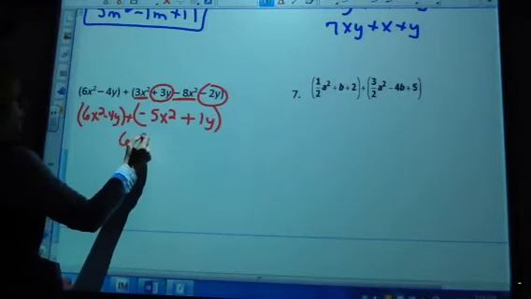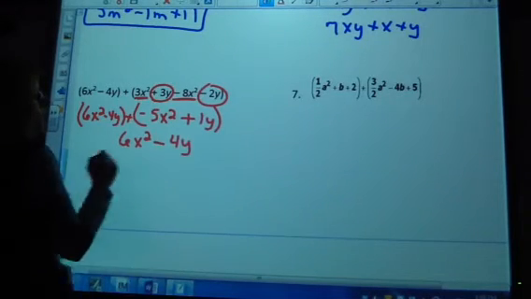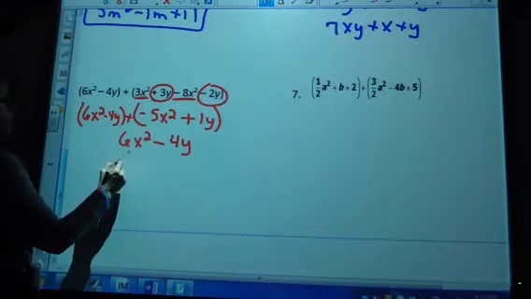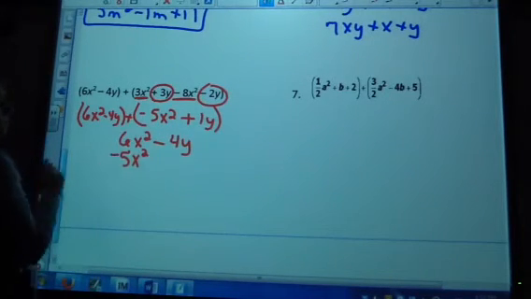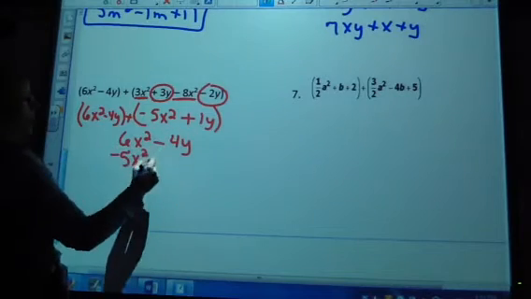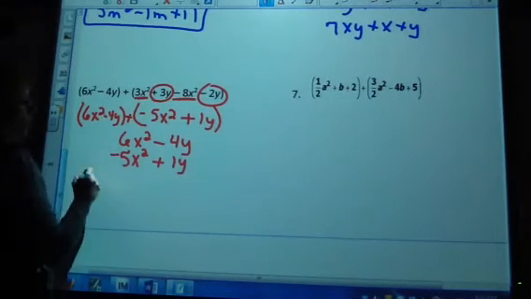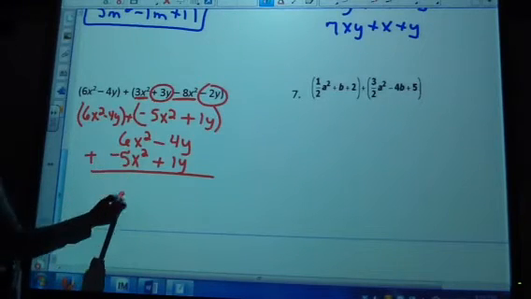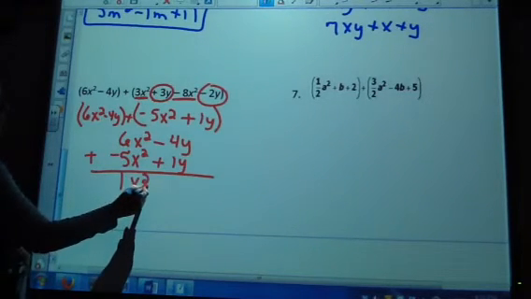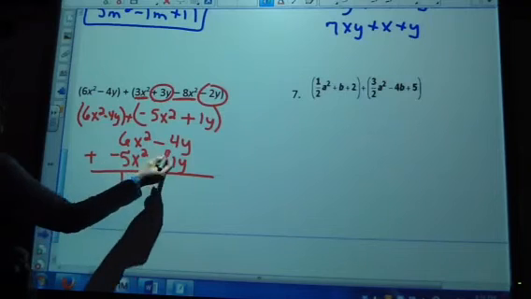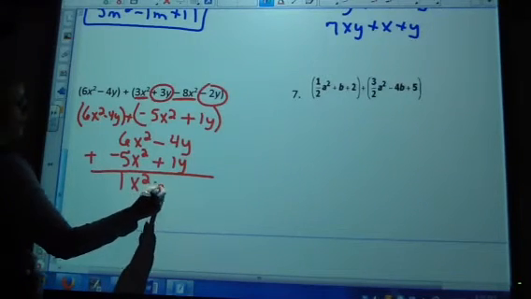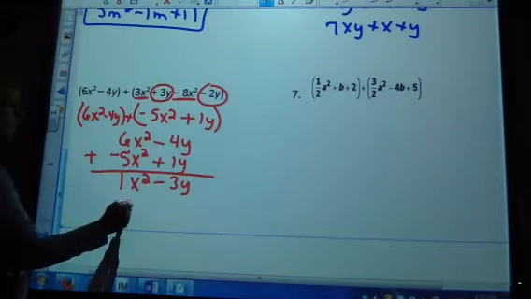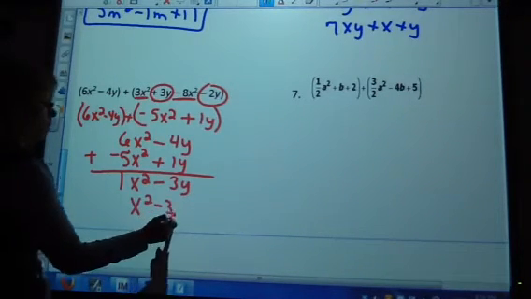So I have 6x squared minus 4y. My negative 5x squared goes with my 6x squared. And my positive 1y goes with my negative 4y. And we are adding here. So 6 plus a negative 5 is 1x squared. A negative 4, remember that's a negative 4, plus 1 is a negative 3y. Now I will accept this answer, but again you need to know that these are equivalent.